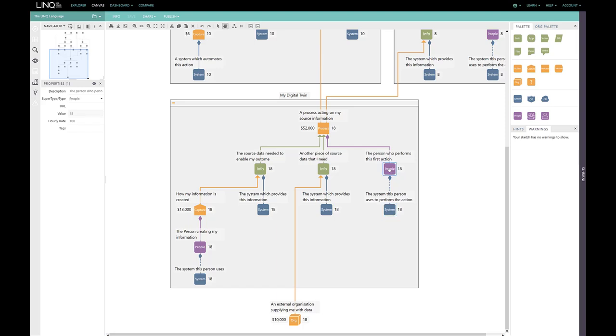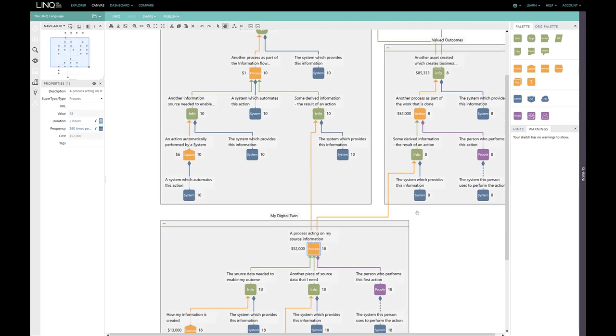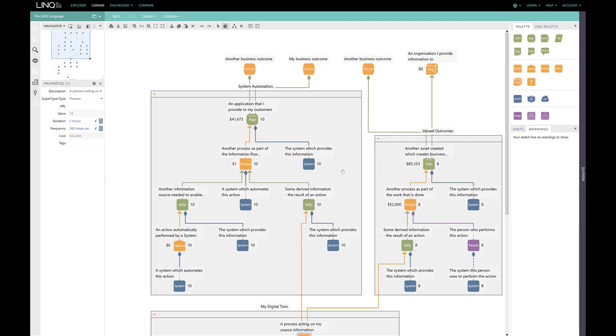Because we understand the cost of these people, in this case $100 an hour, we can cost this action based on the fact that it takes 2 hours to perform and it happens 260 times per year. This cost is then allocated to the information outputs that it creates. So a portion of that cost is going to this output here, and another part of the cost is going to this information output here.